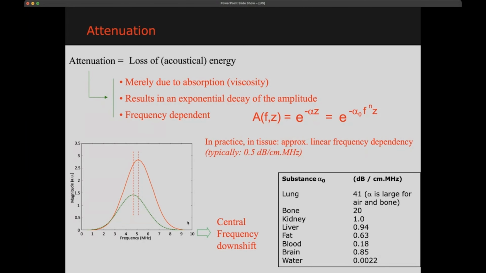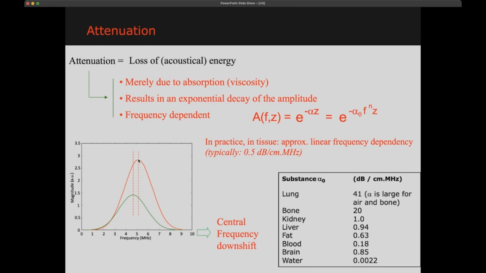Now, remember that this attenuation depends on the depth and on the frequency. And as I said before, when you generate a sound wave with a transducer, you're actually generating a frequency spectrum. So this red one is what the transducer is generating. It has a central frequency, which depends on the thickness of the crystal that we're using in the transducer, and it generates higher frequencies and it generates lower frequencies.